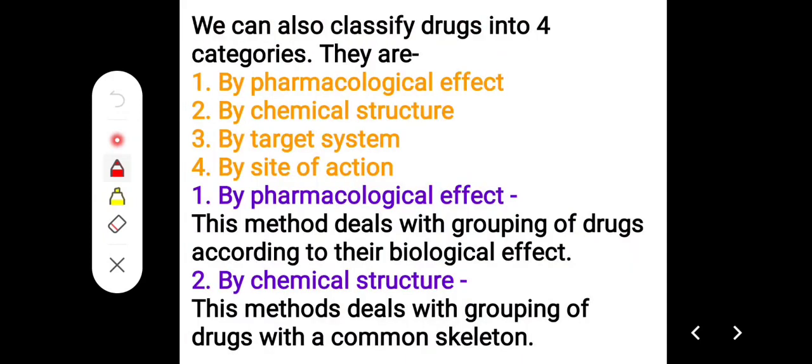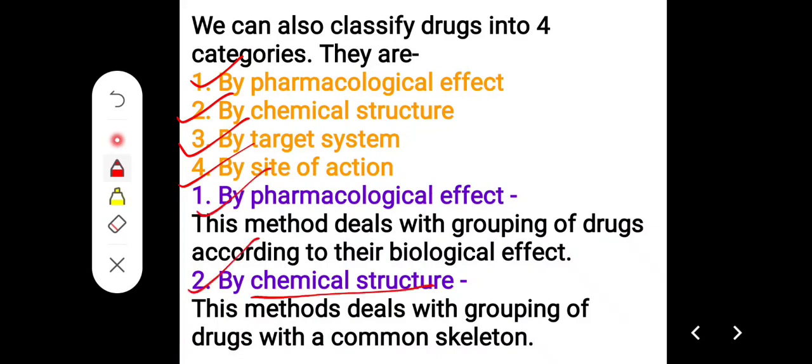Now, we can also classify drugs into four categories. First one, by pharmacological effect, by chemical structure, by target system, and by site of action. First one, by pharmacological effect. This method deals with grouping of drugs according to their biological effect. Because from one drug to another drug, the biological effects vary. So on the basis of this we can classify drugs.